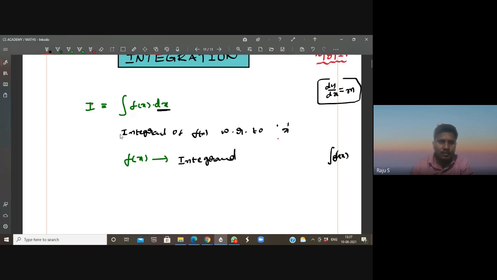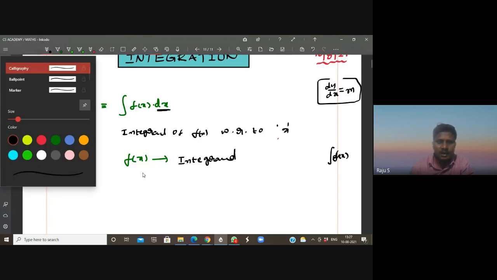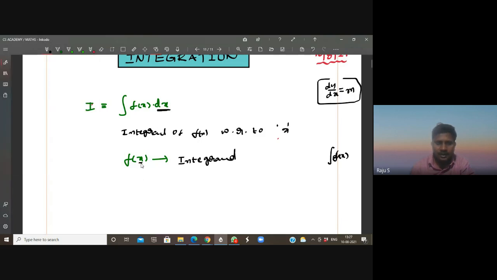So what about this x? Here x is called the variable of integration.